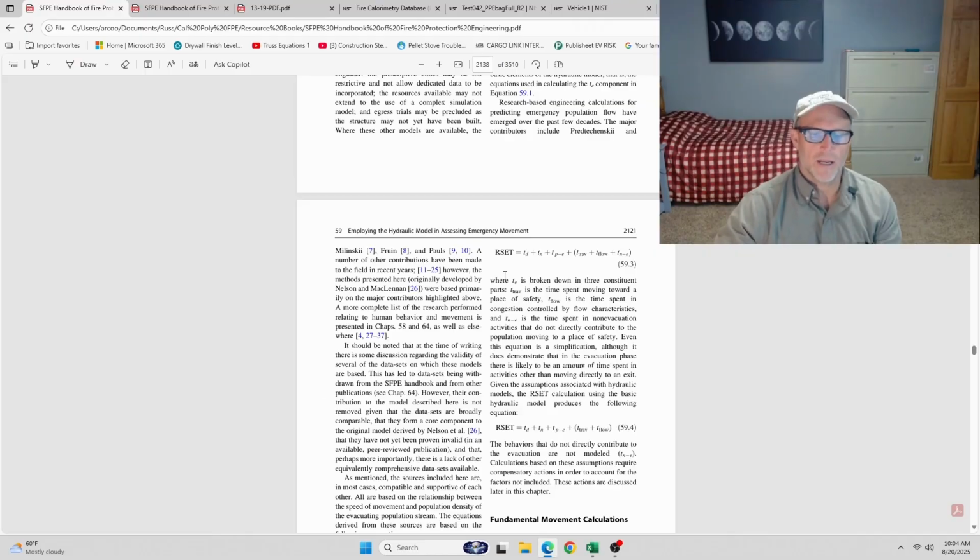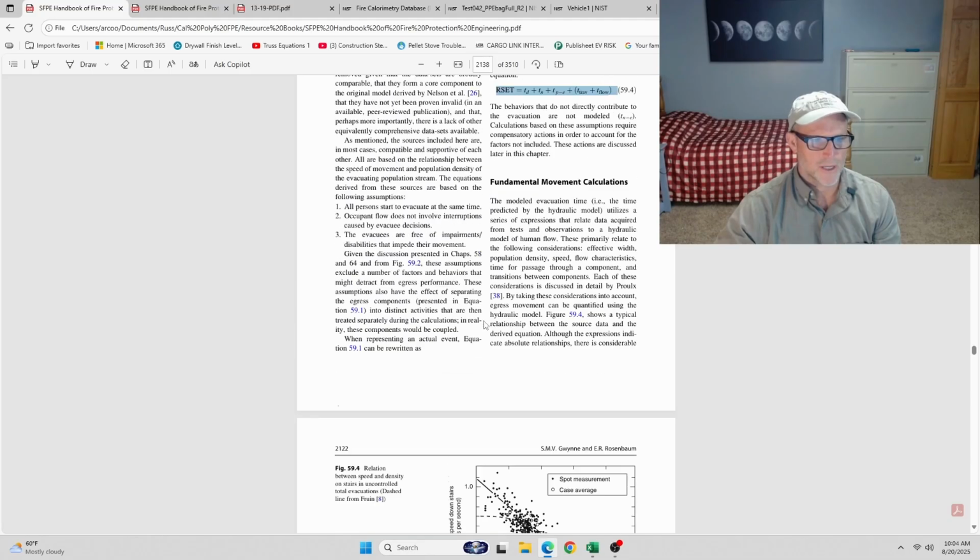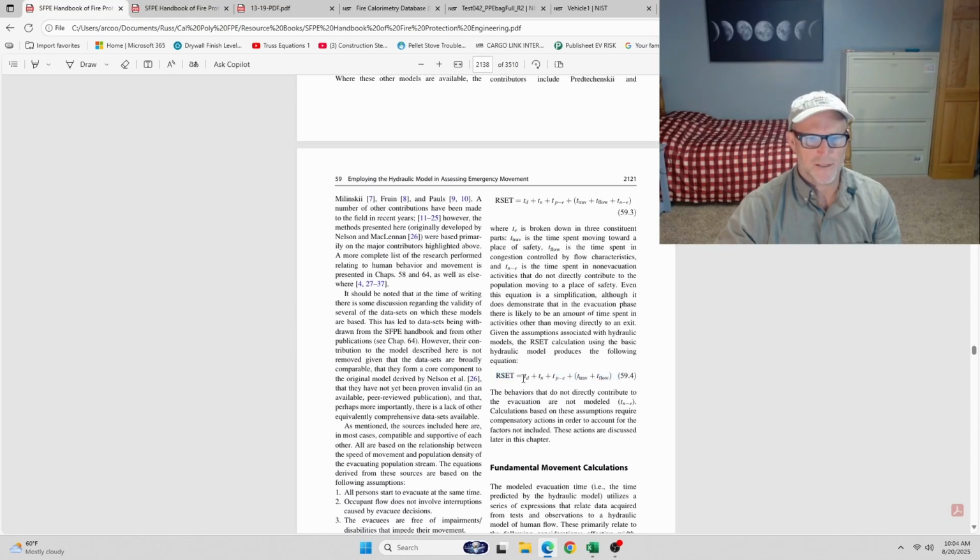So when you're calculating the basic times for egress, you're going to follow this model. It's called the hydraulic model. This is from the Society of Fire Protection Engineers' Handbook of Fire Protection Engineering. And I'm not going to go through this whole chapter. This chapter is kind of lengthy, but it basically has little formulas that feed into this formula that help you calculate overall time to egress.